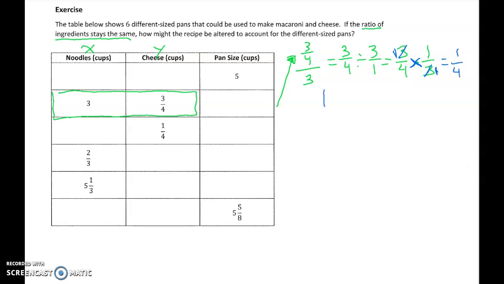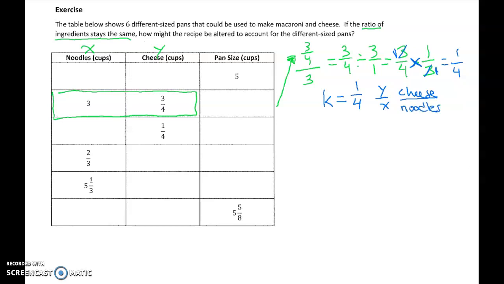Now let's talk about what this means. My K, my constant, the number I'm multiplying it by, is 1/4. Remember, this is Y over X. And if you look, our Y is cups of cheese, and our X is cups of noodles.